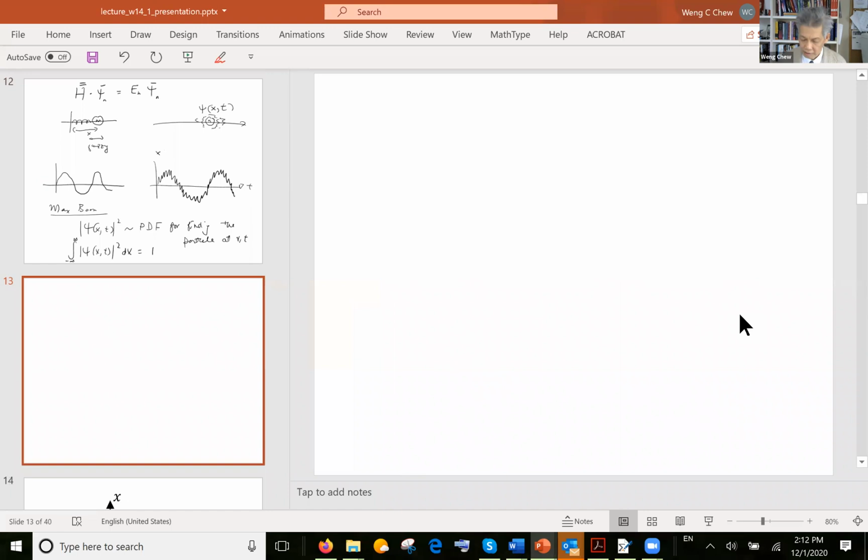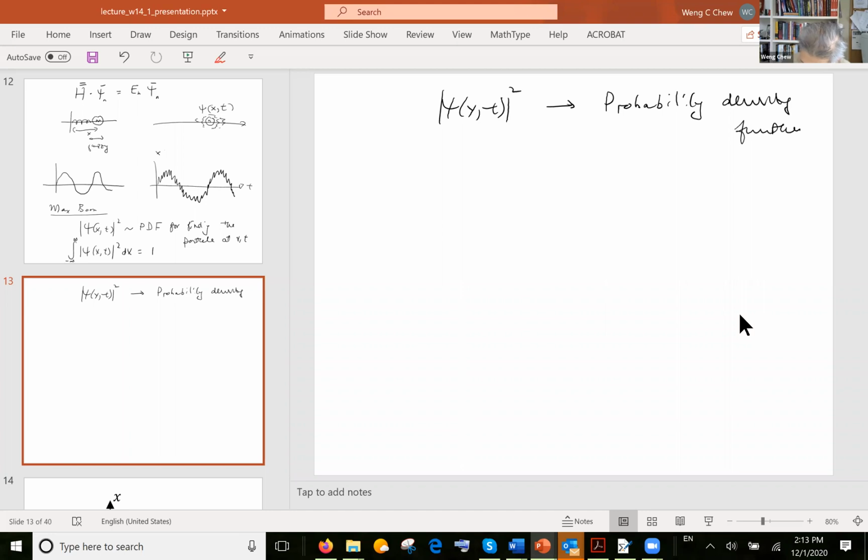Since the magnitude of psi of x and t squared is the probability density function, the average location of the particle, let me denote an average with this, would be described by this function.